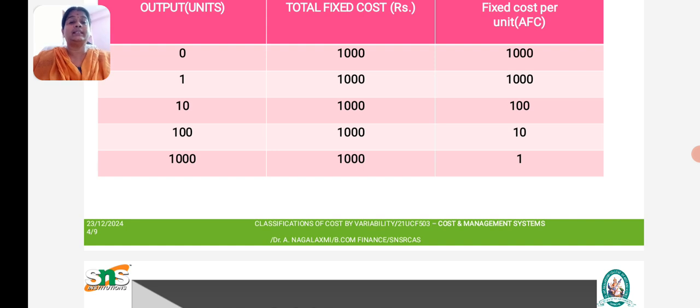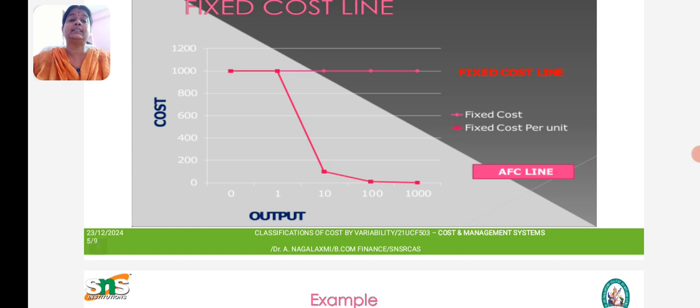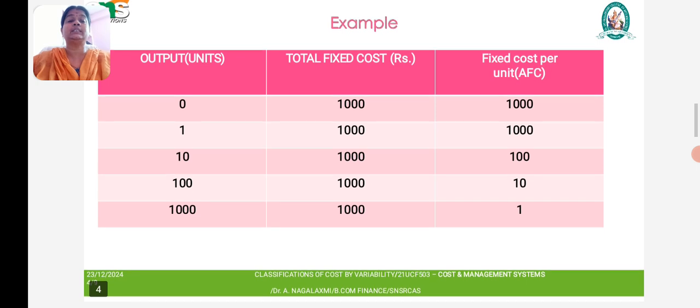So, here what they are telling is, if the production increases, the fixed cost per unit will decrease. If the production decreases, the fixed cost per unit will not decrease, instead it will increase. But the total fixed cost will not vary with the volume. It will be the same for all the levels of production. This is what the table depicts.